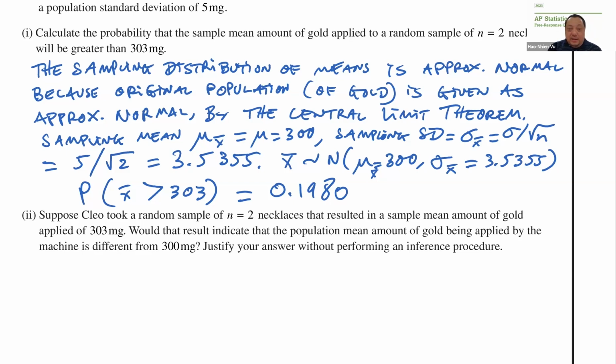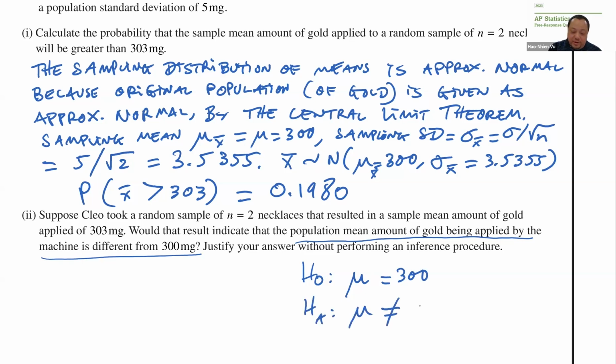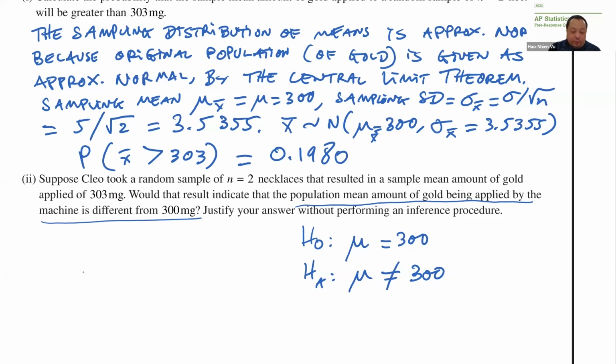Well, as a test taker, what do I do when they tell me not to do something? Well, I do it on the side. If I'm testing that the population mean amount of gold being applied by the machine is different from 300, then that means my H0 is that mu equals 300, and HA is that mu is not 300. The sample mean is 303.